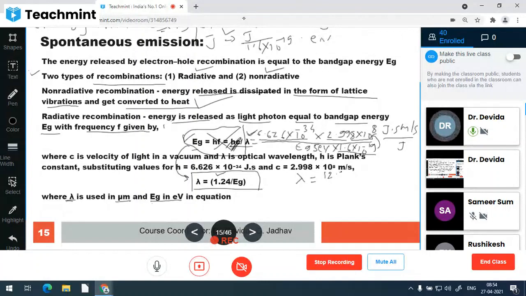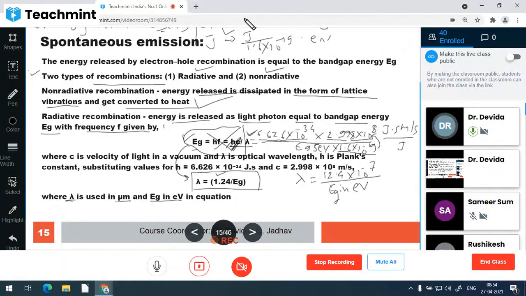12.4 into 10 raised to minus 7. And what remains? Eg in eV. Now we have to substitute Eg in eV, the electron volt value, because we have absorbed this 1.6 into 10 raised to 19 into the constant. Okay. Now we can substitute Eg directly in eV.